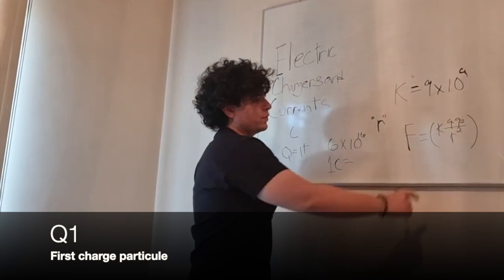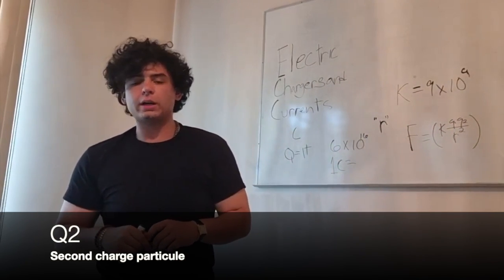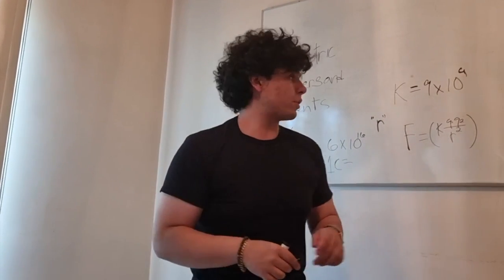Q1 is the first charge of the particle. Q2 is the second charge of the particle, and r, as I mentioned before, we're going to take as the distance.